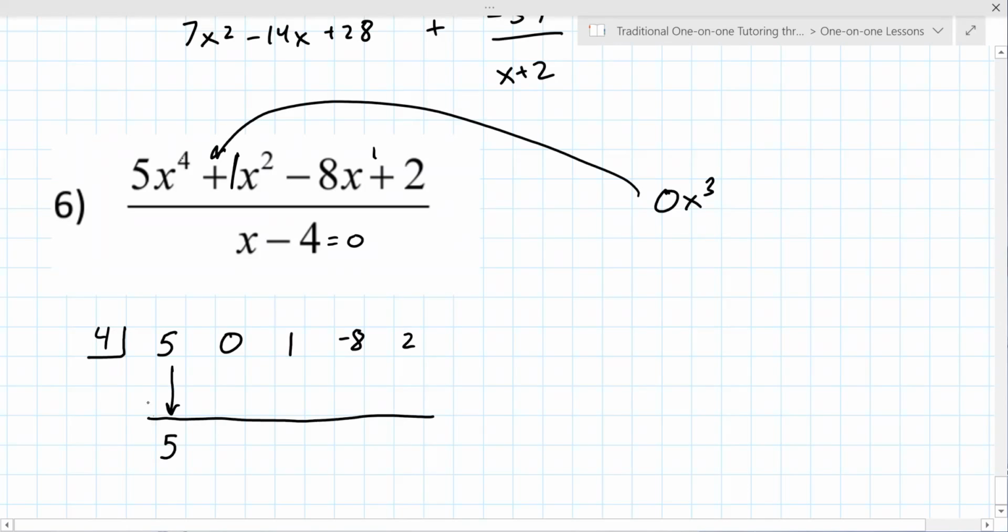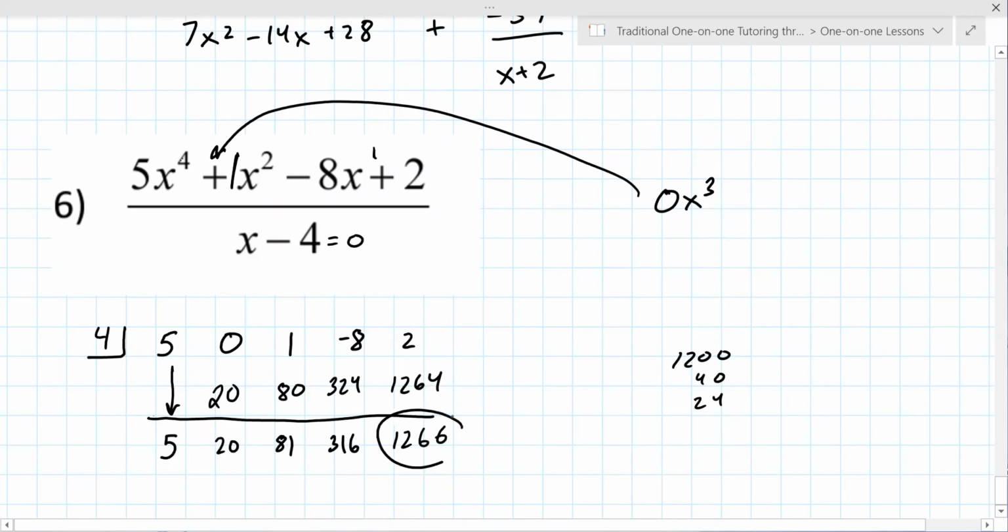And then this very first number always comes down. 5 times 4 is 20. And then you add vertically. 20 times 4 is 80. 81 here, because you're adding vertically. 81 times 4 is 324. You're adding vertically, so that's 316. 316 times 4 is 1200 plus 40 plus 24. So 1264. Maybe you needed a group because these numbers got so large you had to ask your friend to go grab the calculator. So that's your remainder.